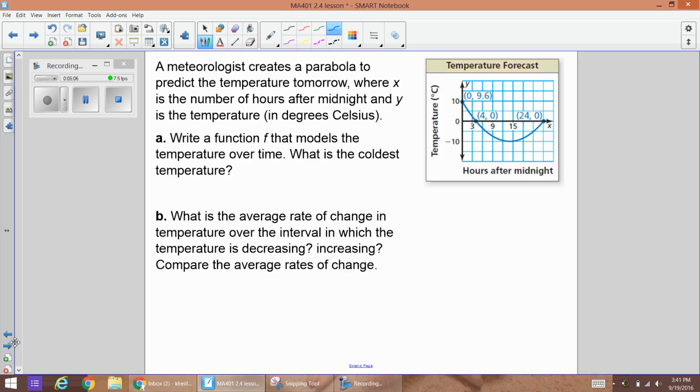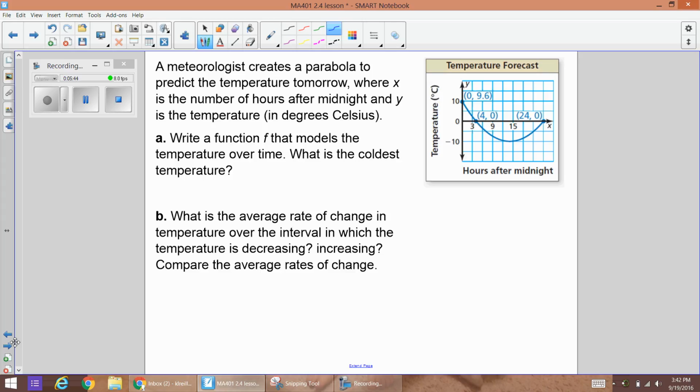Okay, it says a meteorologist creates a parabola to predict the temperature tomorrow, where x is the number of hours after midnight, and y is the temperature in degrees Celsius. Write a function f that models the temperature over time. What is the coldest temperature? Well, already we know that the coldest temperature is the vertex. The problem is we don't know what the vertex is yet. And then it says, what is the average rate of change in the temperature over the interval in which the temperature is decreasing, increasing? Compare the rates of change. So we've got lots of questions going on here.